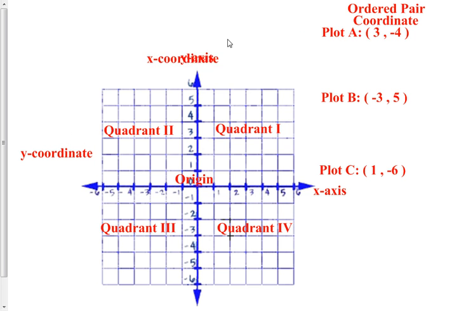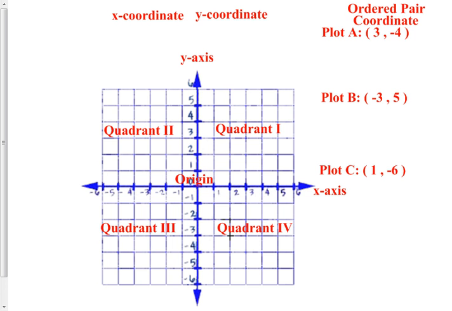Now you have an x coordinate and you have a y coordinate. What you need to know is that the x coordinate comes before the y coordinate. So looking at this ordered pair, 3 would be an x value, negative 4 would be your y value.